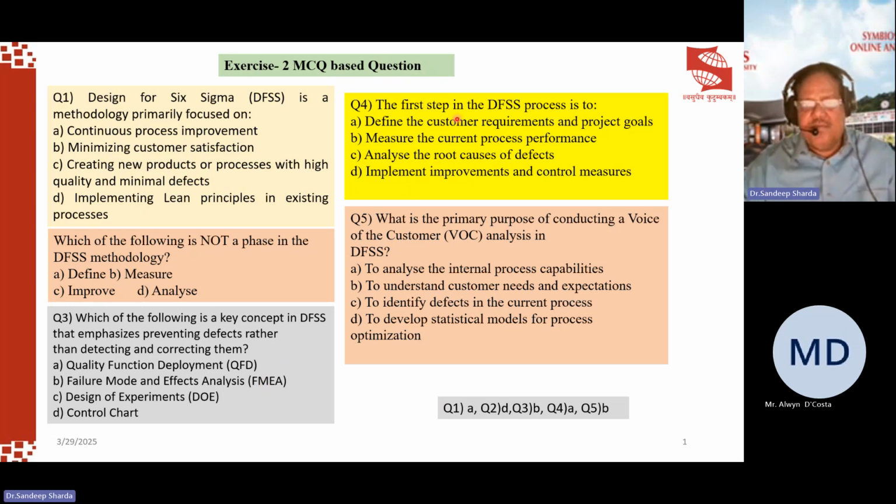The first step in the DFSS process is to define the customer requirement and the project goals, measure the current process performance, analyze the root cause, and implement the improvement and the control measures. That is, define the customer requirement, the project goals. What is the primary purpose of conducting a voice of customer analysis in DFSS? To understand the customer needs and expectations. I'm just keeping this slide for a minute, so you can go through it.